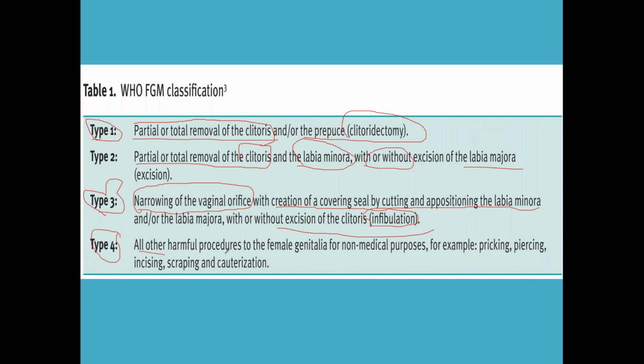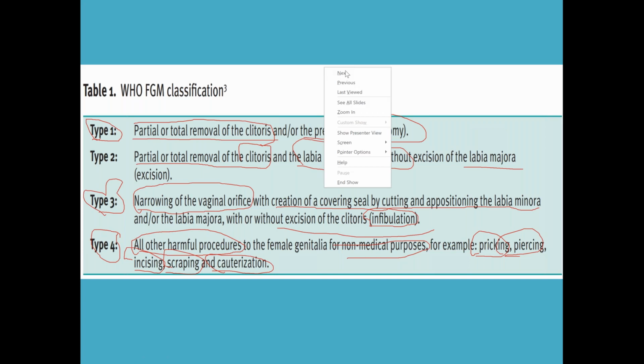So all other harmful procedures to the female genital for non-medical purpose, for example, pricking, piercing, incising, scraping and cauterization. So this is about type 4 of the female genital mutilation. This is very important because many questions ask about the classification of the types of female genital mutilation.